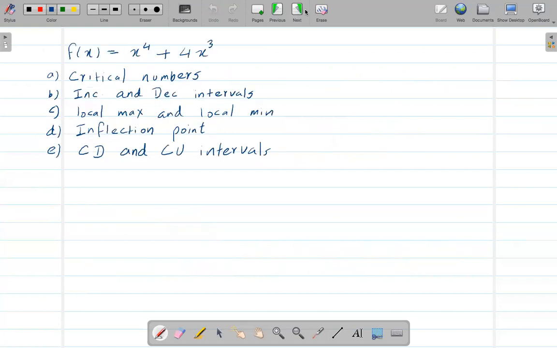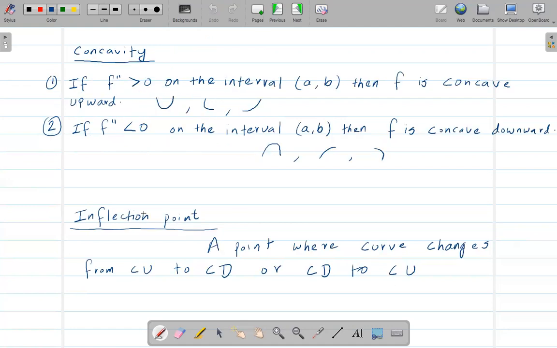Now let's do an example. Also, sorry, one more thing I forgot to mention: the inflection point. An inflection point is a point where the curve changes from CU, concave upward, to CD, concave downward, or from concave downward to concave upward. That point is called the inflection point.